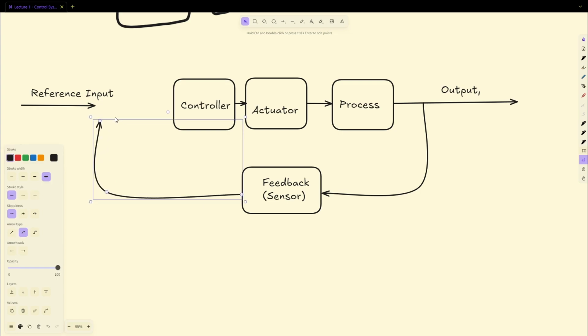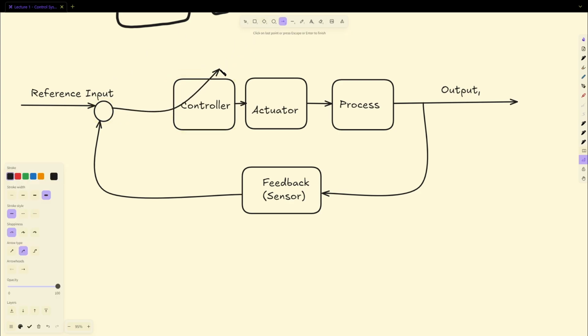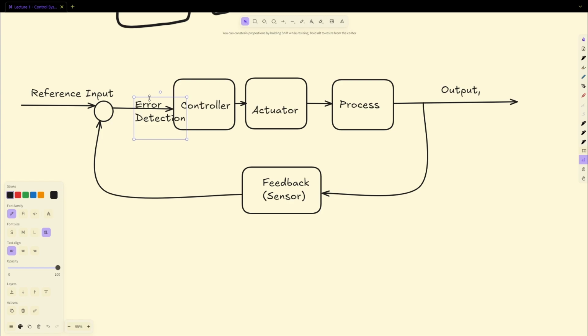Now, you might think, what are we affecting? There is something that we are affecting, and what we are affecting is the error. We represent this by this circle here. We say that this circle is called the error detection. So let's call this the error detection. Okay. So let's move this here.